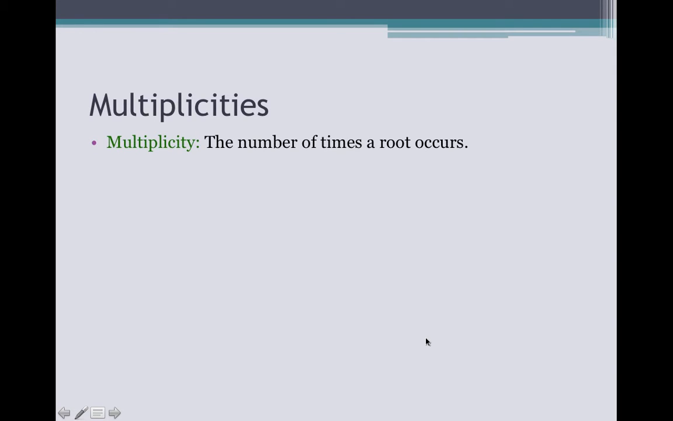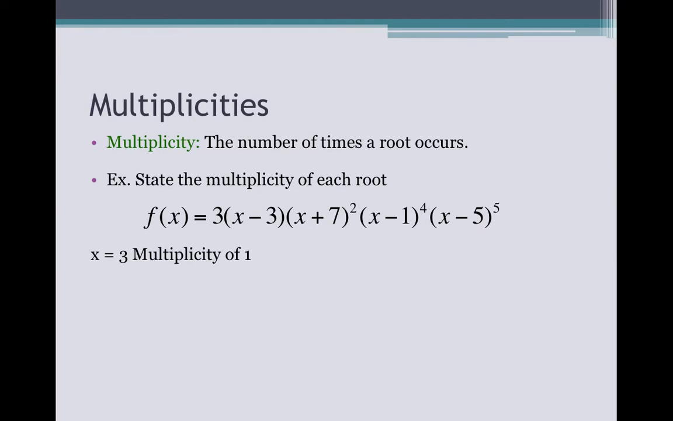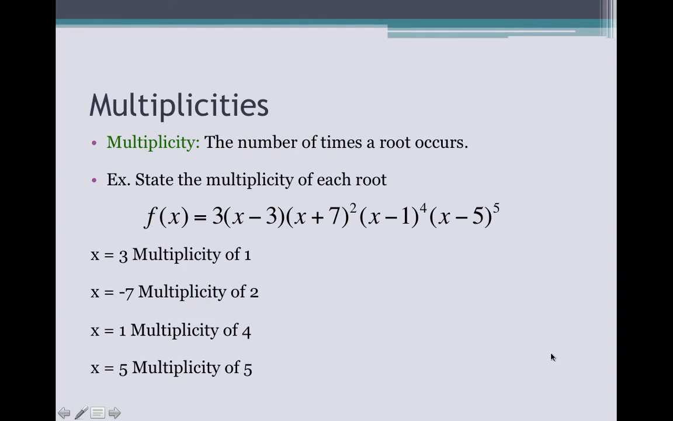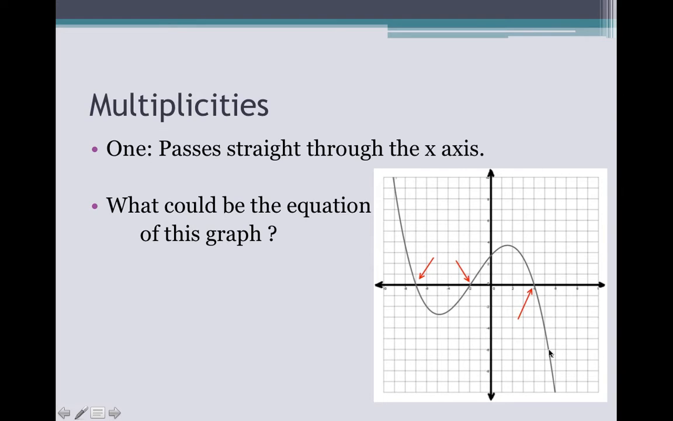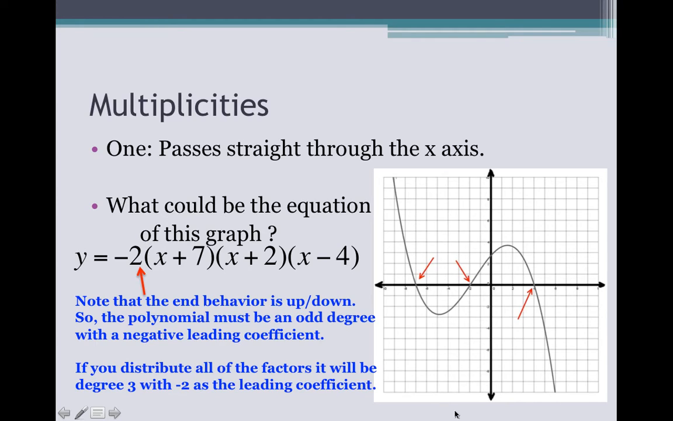Okay. We discussed multiplicities, the number of times a root occurs. So we said that if you're looking at a graph, you can tell the multiplicity. If it has a multiplicity of 1, it's going to pass straight through the x-axis. So for example, this could be an example of an equation for this function. Notice that we made the leading coefficient negative so that the end behavior would be left, up, right, down. And if you multiplied this all out, the degree would be 3, and it would match.